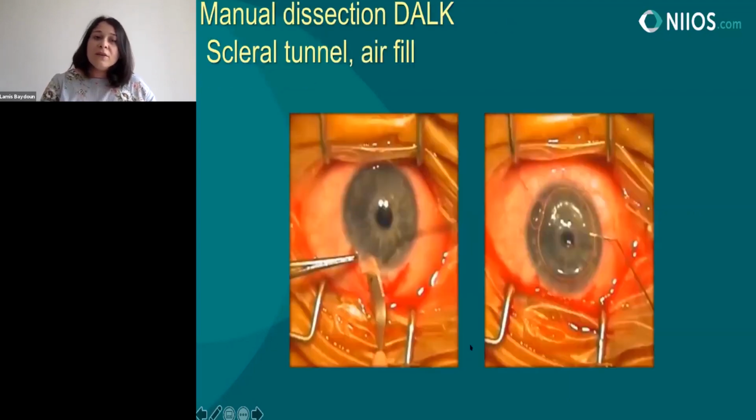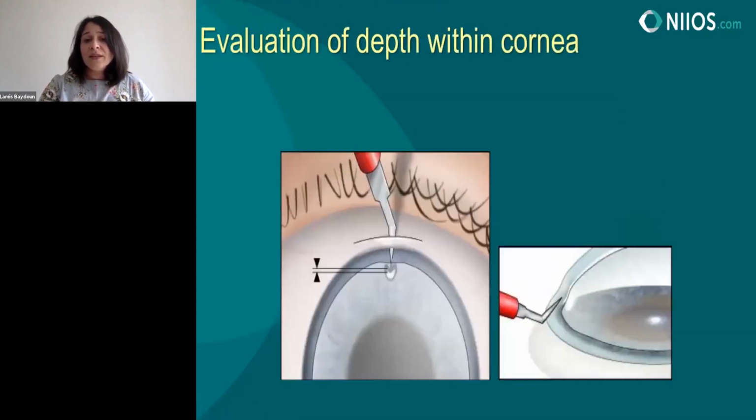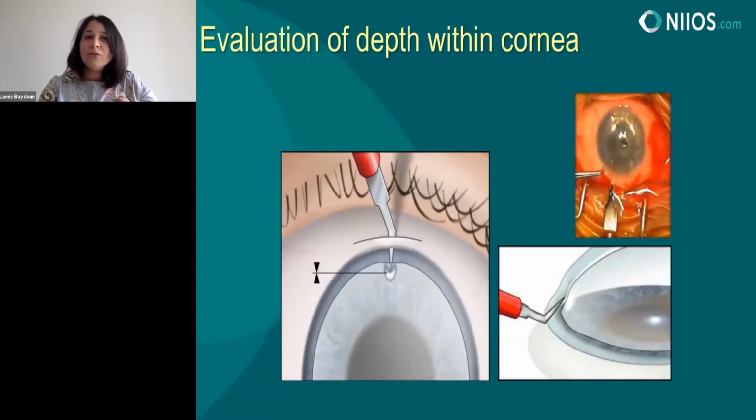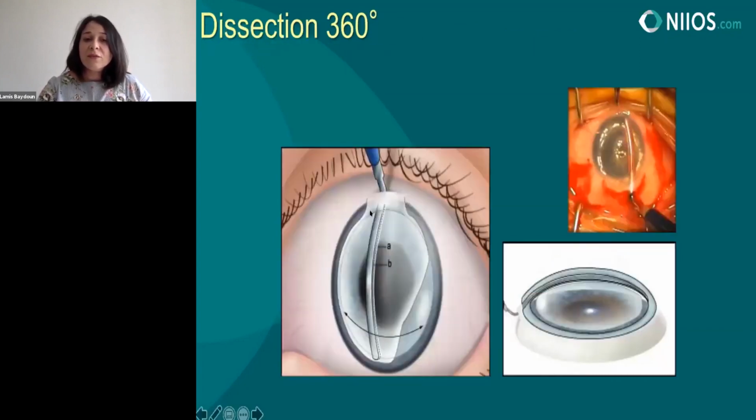To go to the manual DALK technique, you create a scleral tunnel and fill the anterior chamber with air. We use those instruments to dissect. Here you can see in this image, first you find your depth, you go to the Descemet membrane as near as possible, and then you take your second instrument with which you do a proximal dissection of the superior part, and then you take the second instrument and do the entire dissection over 360 degrees of the cornea.